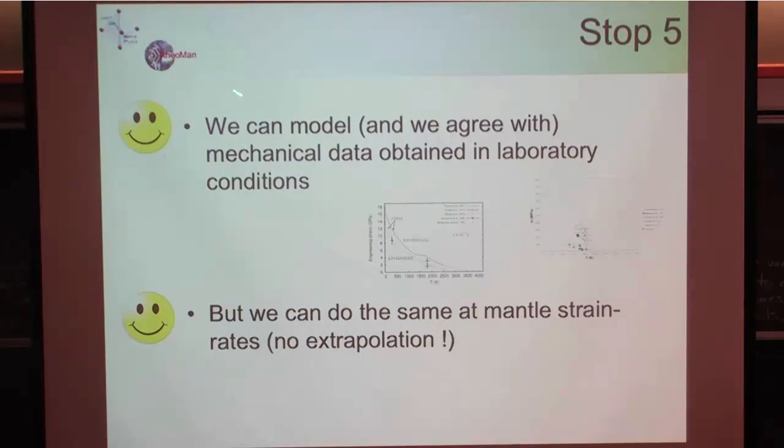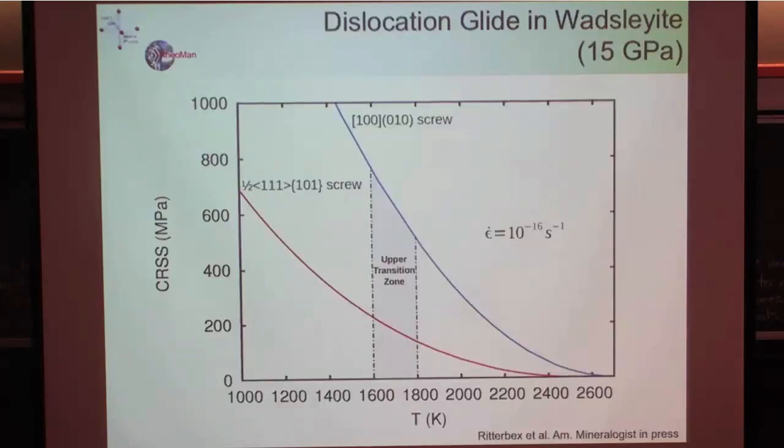Step five. So we are happy because we can model and reproduce experimental data at laboratory strain rate, 10 to the minus 5. But we are super happy because we can also do the same kind of calculation at the strain rate of the mantle, because it's an internal parameter of the model. It's not an extrapolation. So what do we have?